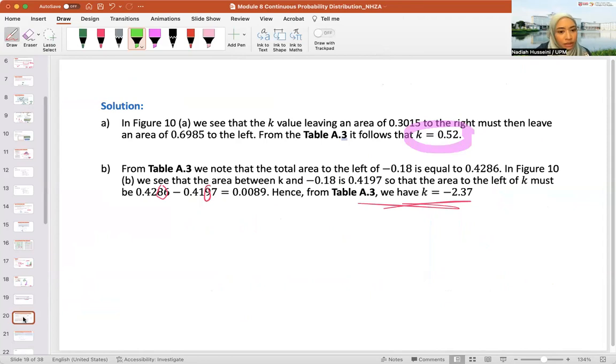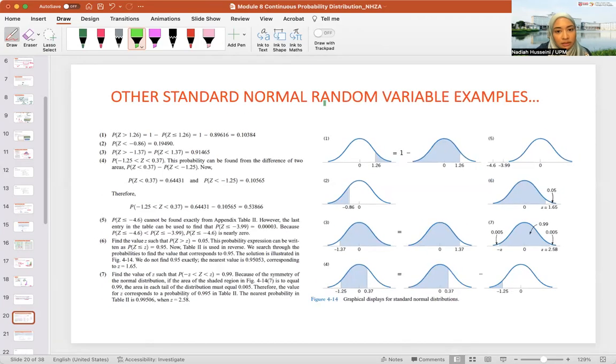Okay, moving on. These are other standard normal random variable examples, and I think it would be really helpful if you can go through this on your own. Basically, it tells you that this region is equal to 1 minus this region, and finding this region is basically the flip of this one. The area for minus 1.37 is the same as if it is positive. This is something that we did not cover in class, so I need you to read this yourself.